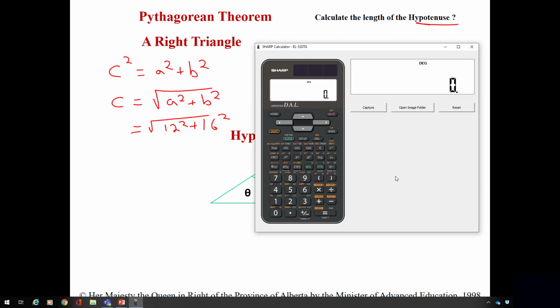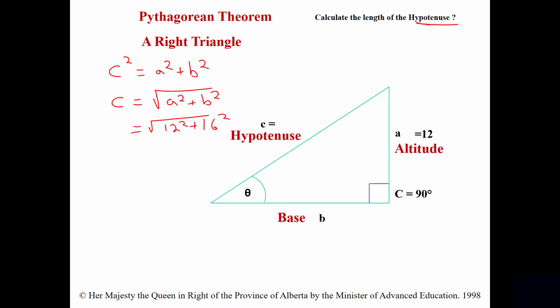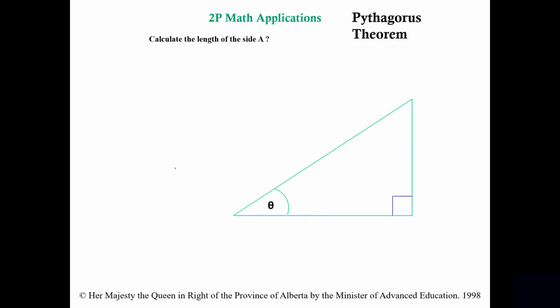Putting this in our calculator, we're going to go square root, bracket, 12 squared plus 16 squared, and bracket. When I do it this method, it's going to do what's inside the brackets first, solve for it, and then take the square root of that. Our answer should be 20. And that's how we would solve for the hypotenuse.